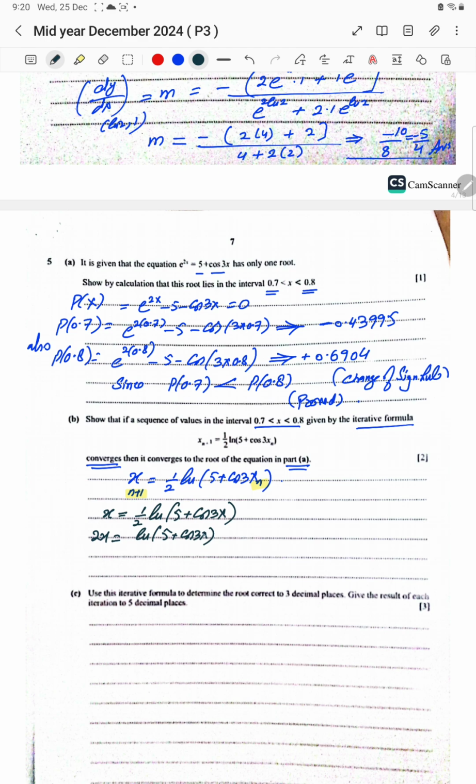So taking base e on either side, we can write 2x, e raised to power log of 5 plus cos of 3x. As per rule, this will be cancelled, and we will get e power 2x equal to 5 plus cos of 3x, which is the same as part A. So proved. We have proved that this converges to the root of part A.